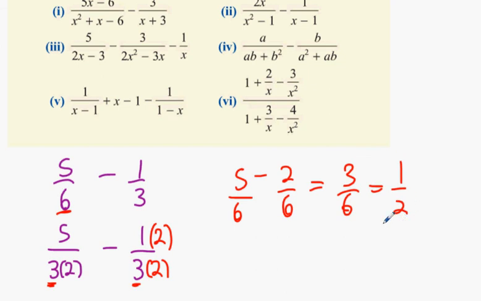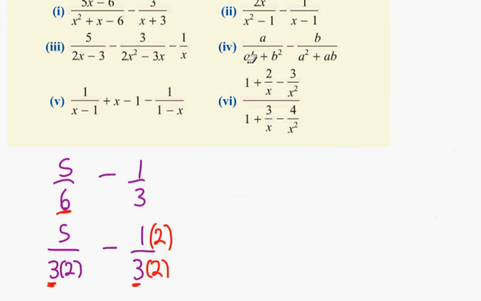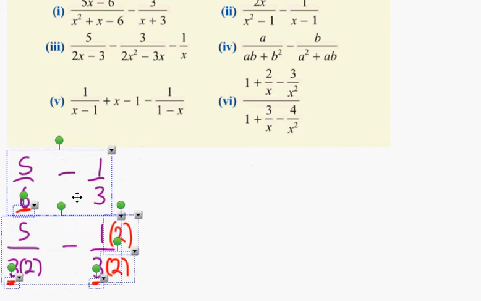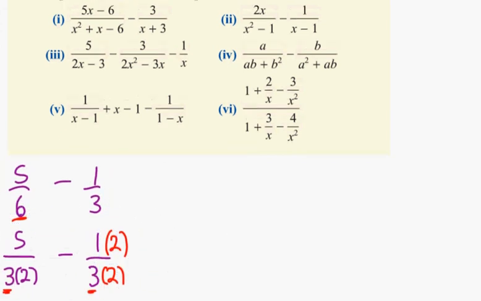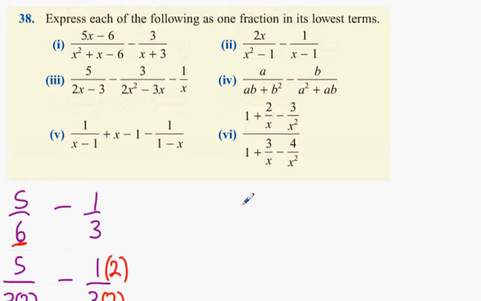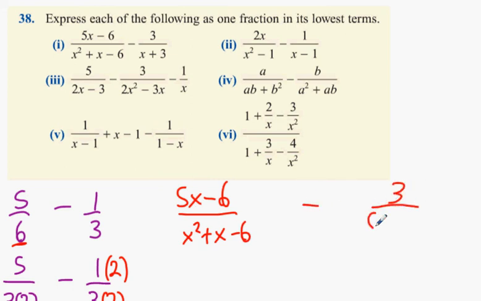Now, why would I do what I did there? Let me show you why I actually made this. It made you think a lot more about something that you've probably never really thought too much about before. Here's what happens. I look at this big, reasonable monster of a question here: 5x minus 6 over x squared plus x minus 6, take away 3 over x plus 3.